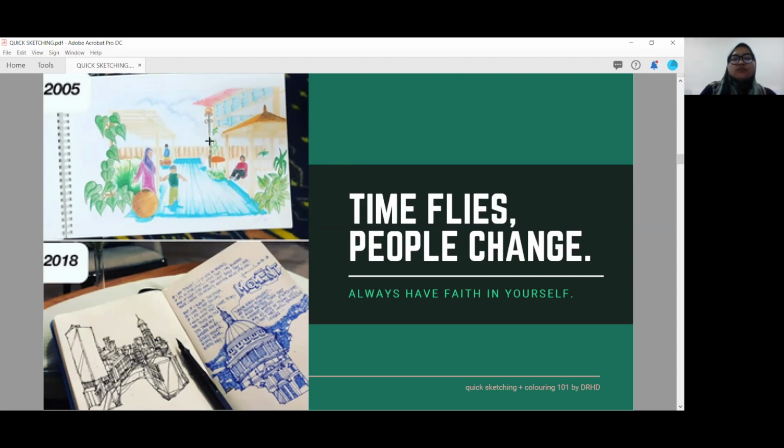So this is one of the outputs. I think that was one of the best outputs that I have ever produced. So at that time, I was very proud of it. But I know some of my friends actually are more talented than me. They have more wonderful artworks than mine, but I still keep this sketchbook with me until today. And now, in 2018, this is my sketch quality.